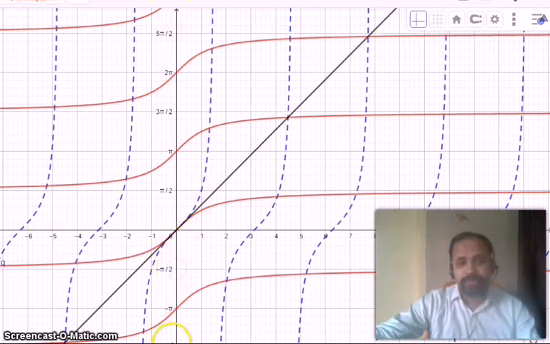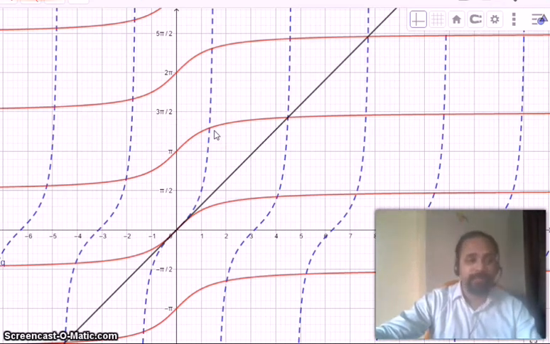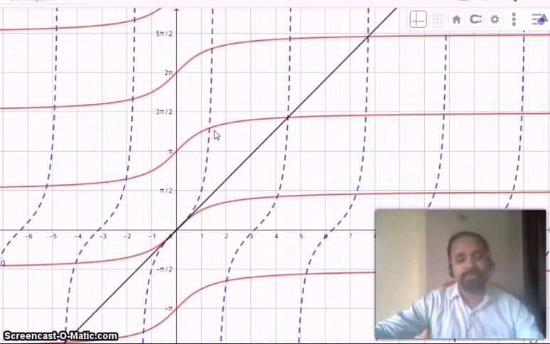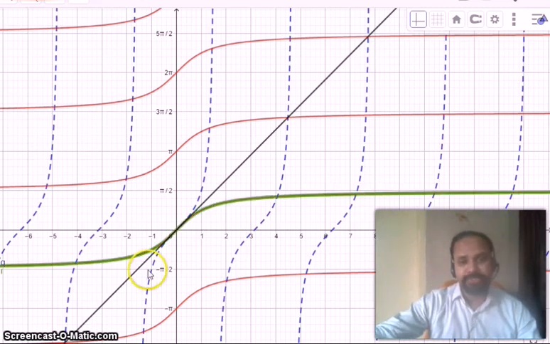Then again minus pi by 2 to minus 3 pi by 2, and minus pi by 2 to pi by 2, tan inverse will never touch this line. Similarly, at pi by 2 and 3 pi by 2, tan inverse x will never touch. Why? Because tan theta is not defined at the odd multiples of pi by 2, and the same happens with tan inverse x. Okay, so the same funda, and the graph of tan inverse x will be this one.